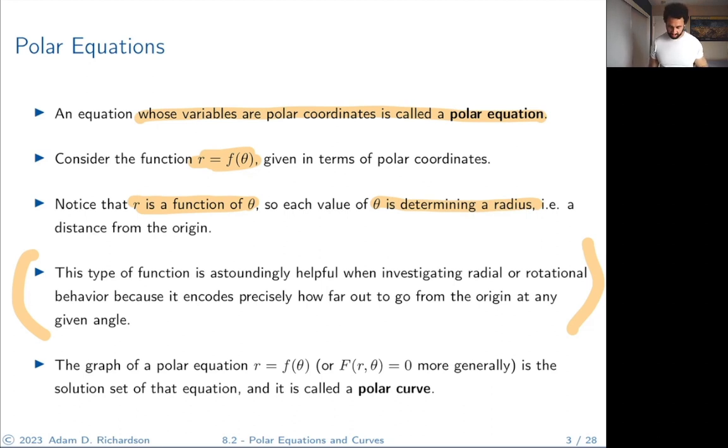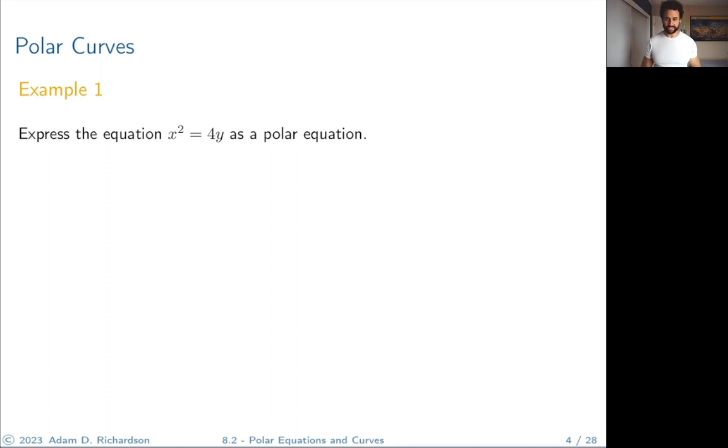So the graph of a polar equation given by r equals f of theta, or more generally, f of r, theta equals 0, which you'll see later on. The graph of these things is the solution set to those equations, just like in the past, and that's what we call a polar curve. That's really it. So a Cartesian curve is the type of curve you're familiar with from before. These ones are still curves. Now they're polar.